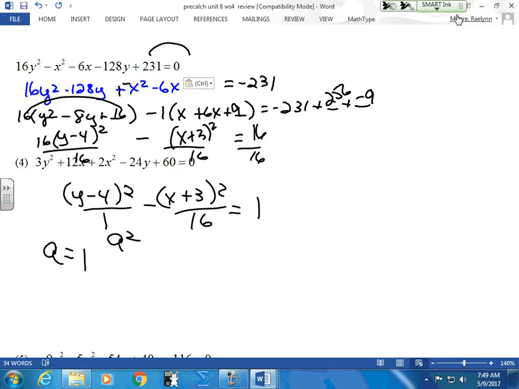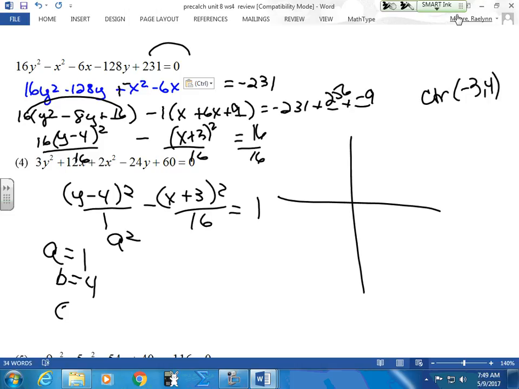In a hyperbola, whoever comes first is your transversal axis. So your hyperbolas are coming off your y-axis. So what's B? 4. And C we can figure out. I don't really care about C right now. Okay, what's your center?